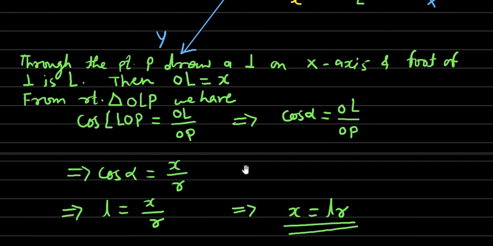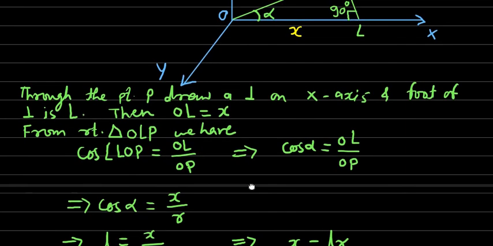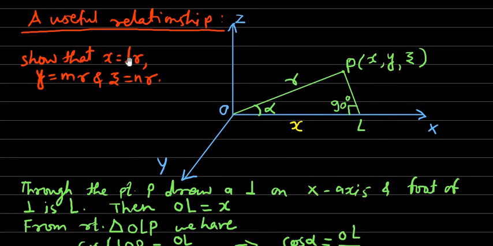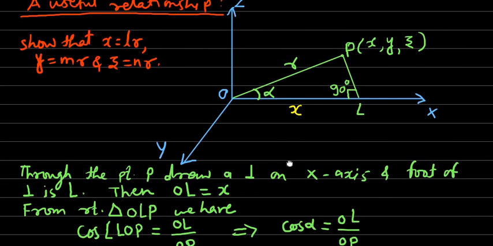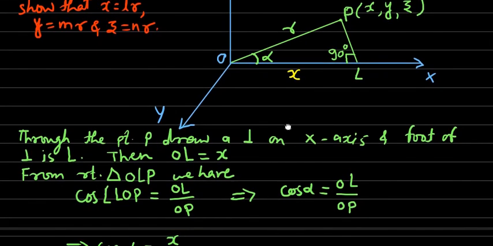Okay, so therefore we have obtained a relationship as x equal to LR. Now similarly, instead of taking the perpendicular from the point P on the x-axis, if we take the perpendicular from point P on the y-axis, we obtain y equal to MR. And if we draw a perpendicular from point P on the z-axis, then we will obtain z equal to NR.